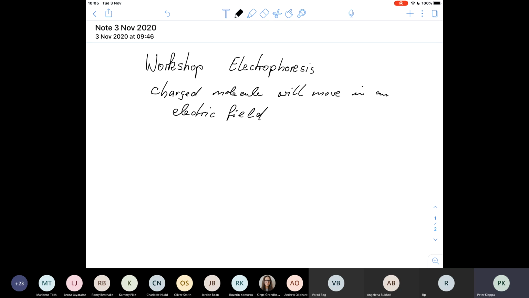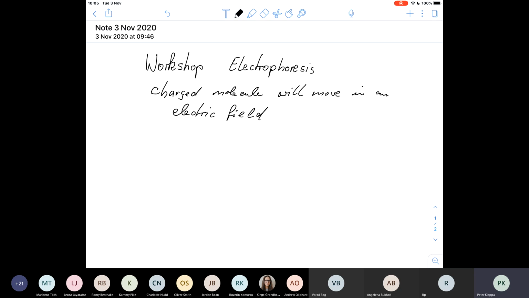I have posted a website with DNA agarose gel electrophoresis, the stuff behind it. Has anyone had a chance to look at that? Was that useful? I think it is also up on Moodle. Kami says they found that useful. Good. So please have a look at it.